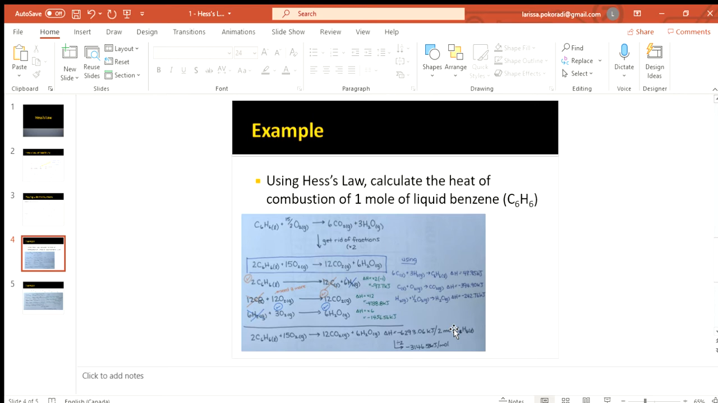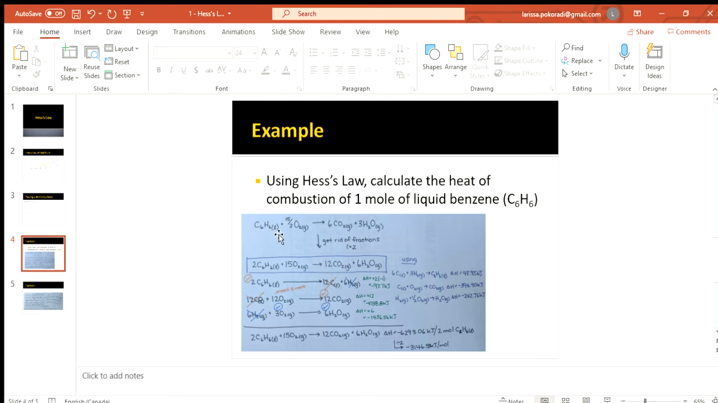This one's one of my favorites. So anyways, using Hess's law, let's calculate the combustion of 1 mole of liquid benzene. So we only want 1 mole. I have already balanced this in order to have 1 mole of liquid benzene.